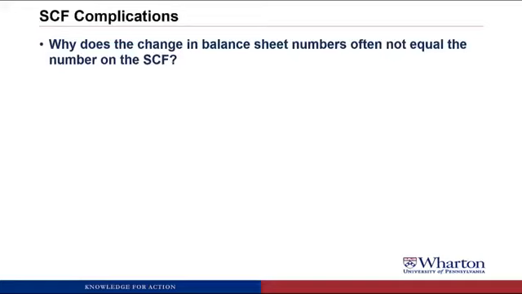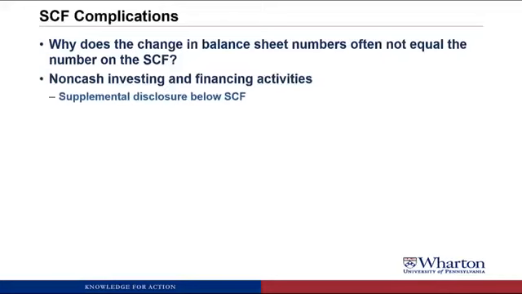So in all the examples that we've done so far, when you look at the change in the balance sheet numbers for, say, accounts receivable, it's the exact same number that you see in the operating section on the statement of cash flows. But in real financial statements, you often see it's not the case for one of these four reasons. First, there could be non-cash investing and financing activities that relate to the working capital accounts in the operating section.